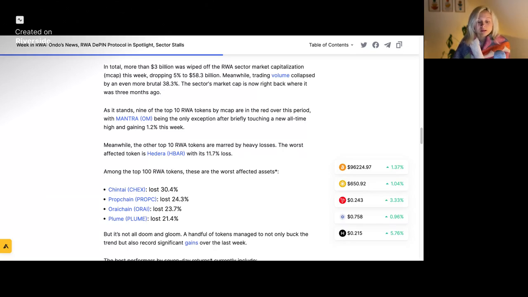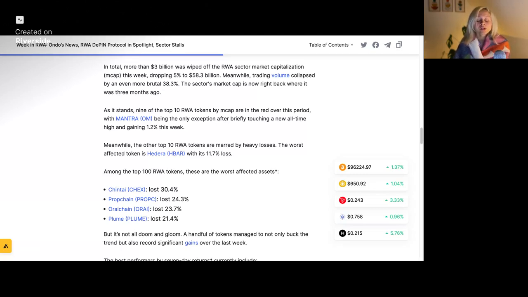Meanwhile, the top 10 RWA tokens are marred by heavy losses. The worst affected token is Hedera HBAR, which is down 11.7%. But as I mentioned, I also hold some HBAR, and I believe they're going to be fine. And you always want to buy low anyways.